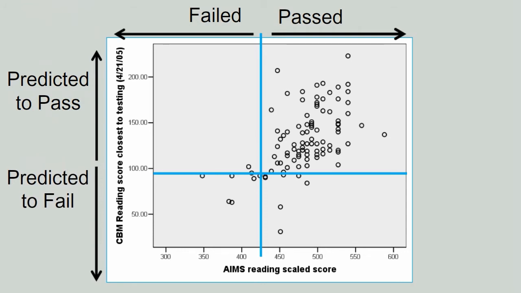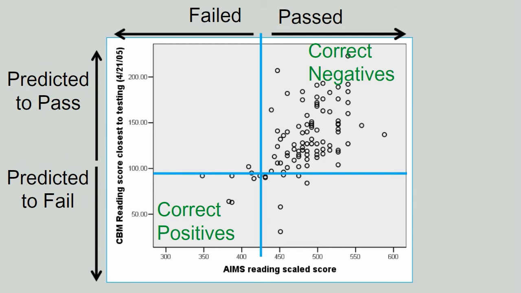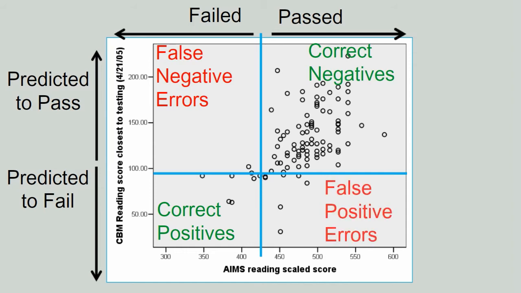In the upper right quadrant are correct negatives. These are children who were predicted to pass and did pass. In the bottom left quadrant are correct positives. These are children who were predicted to fail who did fail. In the top left are the false negative errors, children who were predicted to pass but actually failed. And on the bottom right, we have the false positive errors, which are the children who were predicted to fail but actually passed.